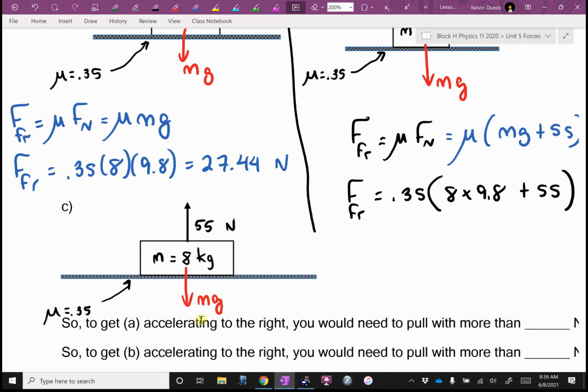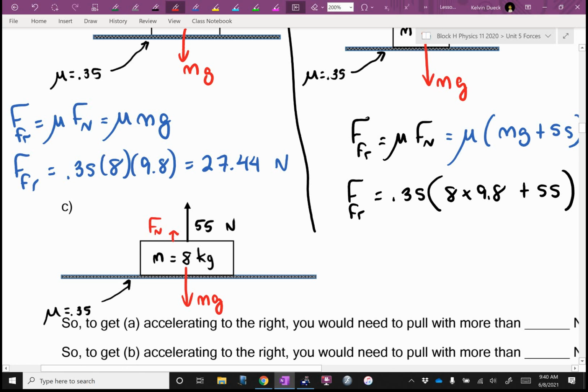What's the next force I'm going to draw? Normal force. Is the normal force going to be bigger, smaller, or the same size as mg? Smaller, because someone is lifting up a little bit by 55 newtons. So I'll really exaggerate it. There's the normal force.